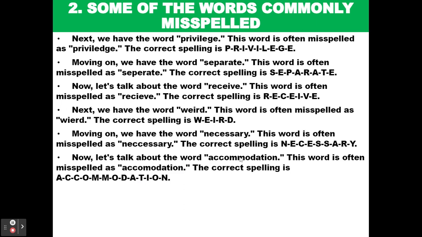Now let's talk about the word accommodation. From the word accommodate, you have accommodation. Now this word is often misspelled as ACCOMODATION. There is an omission of one M. In some cases, there is an omission of one C. You need to understand that there must be two C's and two M's. So the correct spelling of accommodation is ACCOMMODATION.